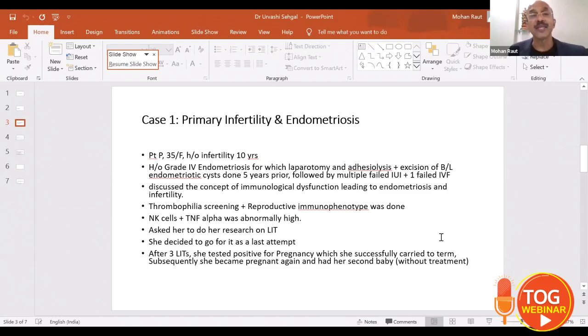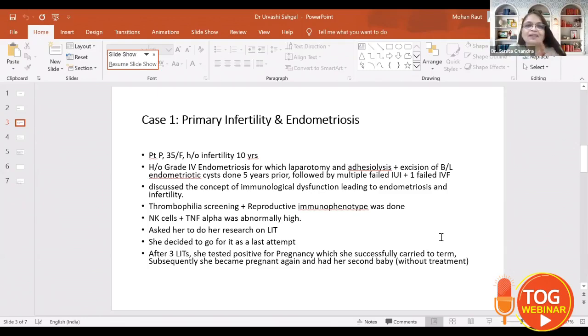Because it is known that endometriosis is a condition which, from an immunological point of view, has a predominant Th1 type of response. There are increased Th1 type cytokines, like TNF-alpha. They are invariably associated with very high levels of TNF-alpha, and therefore immunomodulatory treatment does help in patients who have endometriosis. I think we'll go to the second case.